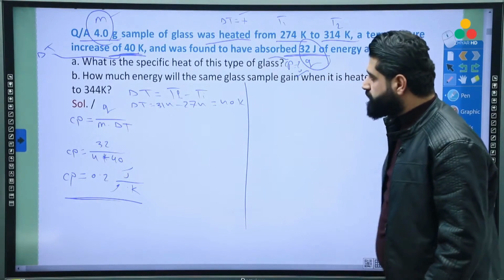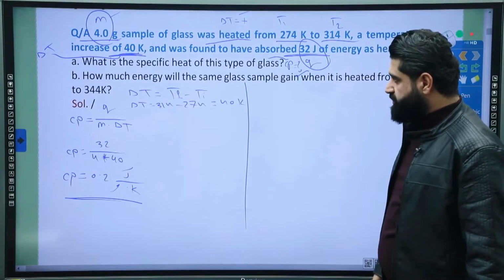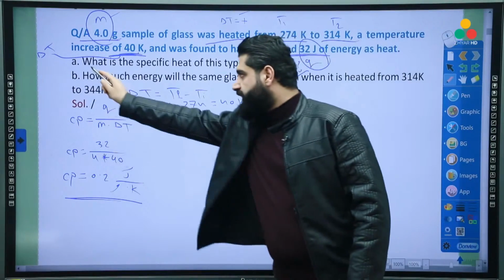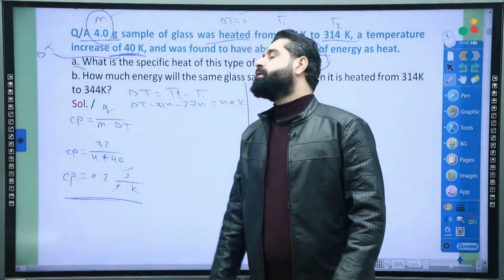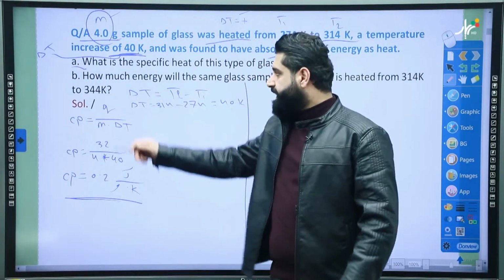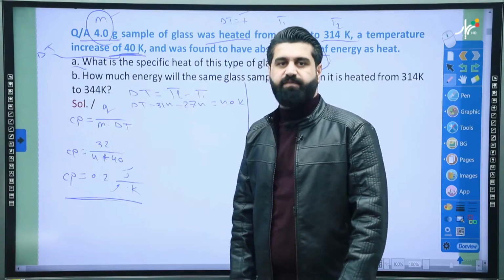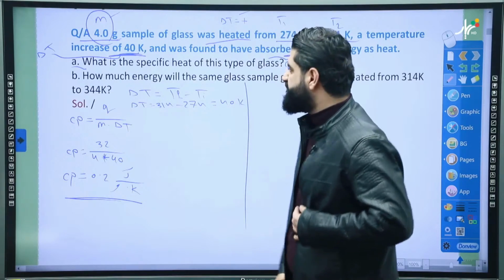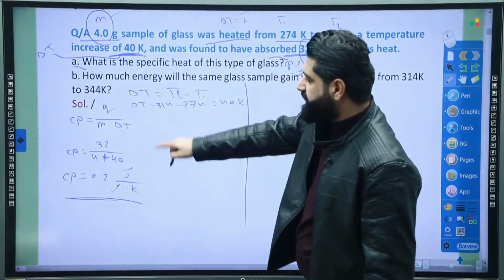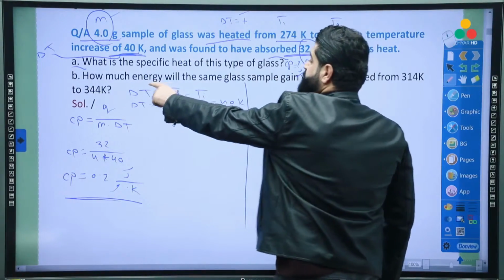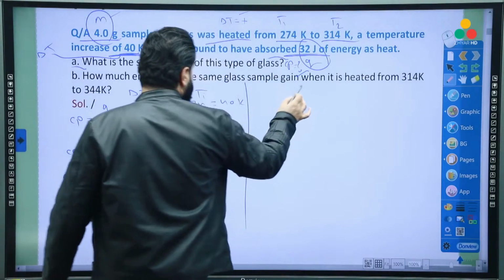Okay, CP. Well, we have calculated CP. Without the 0.1, without the unknown of A, there's no option you can get this. Even if it's unknown, even if the question didn't request the value of CP, you have to calculate it. How much energy will the same sample of glass gain?